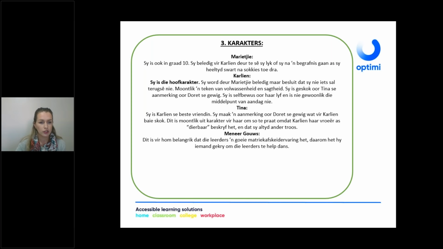Then Meneer Gous. In the story, it doesn't say whether he's the principal or just a teacher. We just know that he's on the matric farewell committee. Okay, and it's important for him to make sure that all the learners have a good matric farewell experience. That's why he brings in Frans. That's about all we know about him.